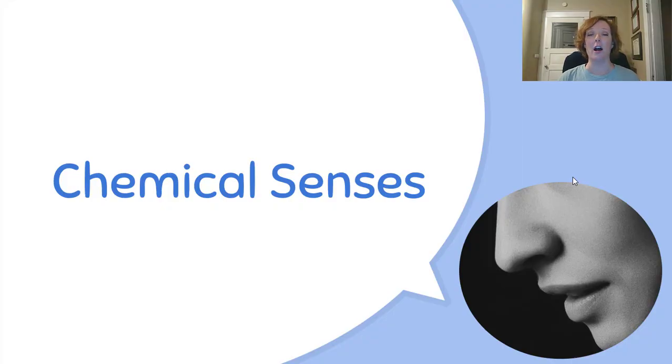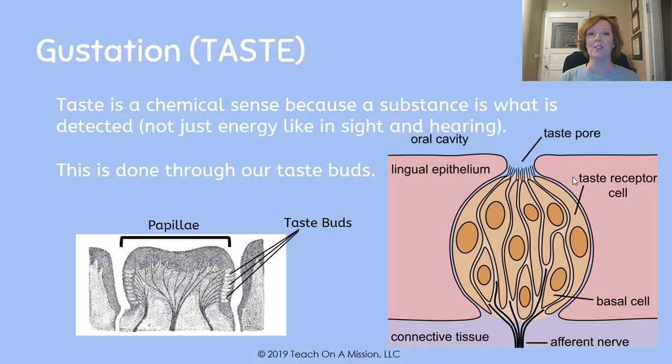Okay, we're going to start out with a subgrouping of our senses called the chemical senses. The chemical senses include gustation or taste and olfaction or smell. So let's start with gustation. Taste is a chemical sense because a substance is what is detected. It's an actual outside something. It's not just energy like in sight and hearing.